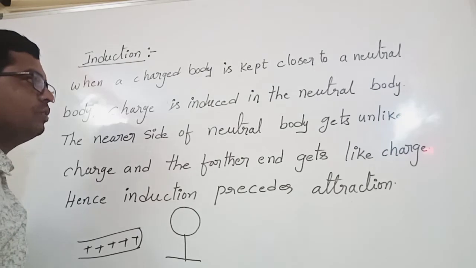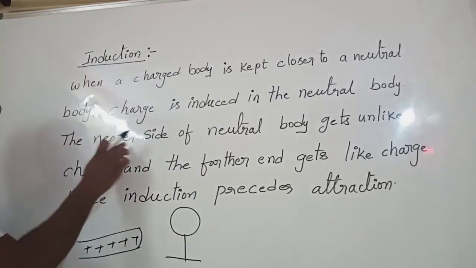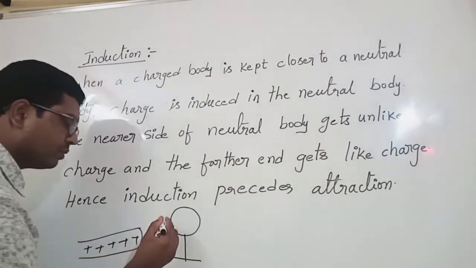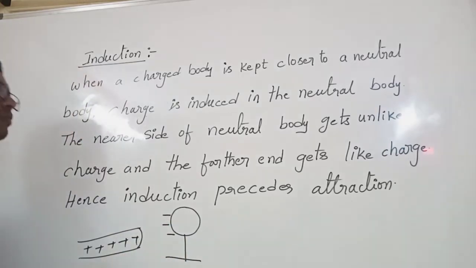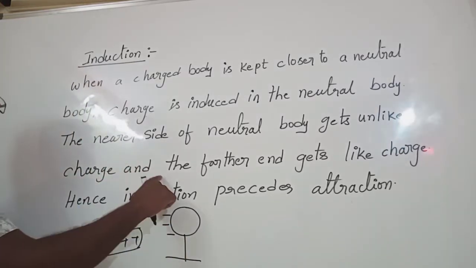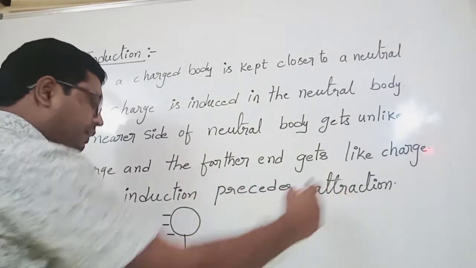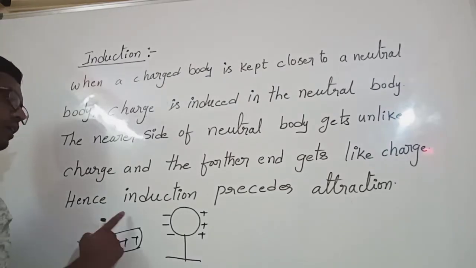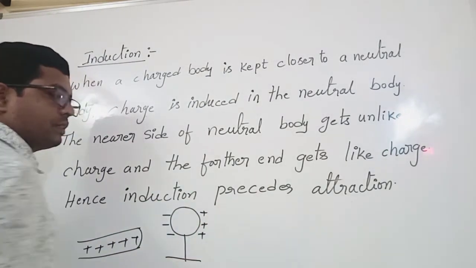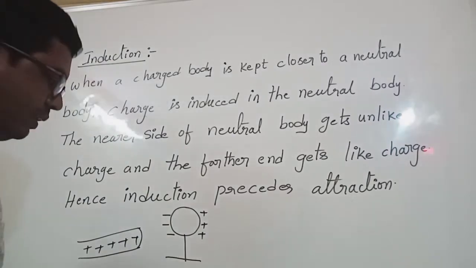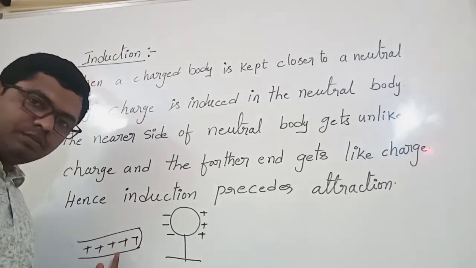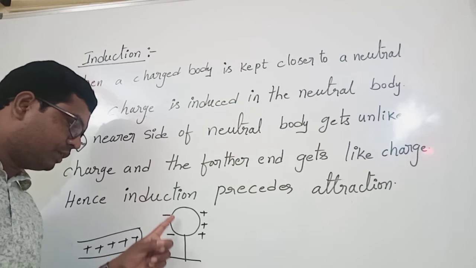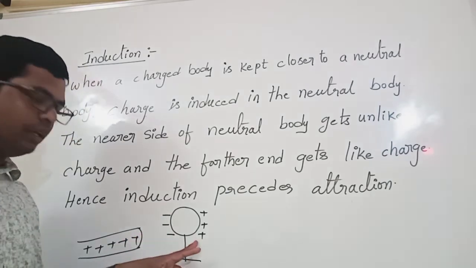How is the charge induced in the neutral body? The near side of the neutral body gets unlike charge, meaning this is positive, so unlike means negative, and the farther end gets like charge. Hence induction precedes attraction. Do you understand this? This is a positive rod. Here 3 negatives are there. With respect to this one, this negative is an unlike charge, and this is a like charge.